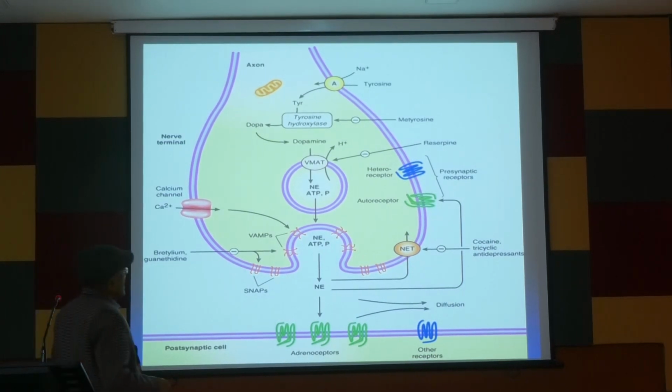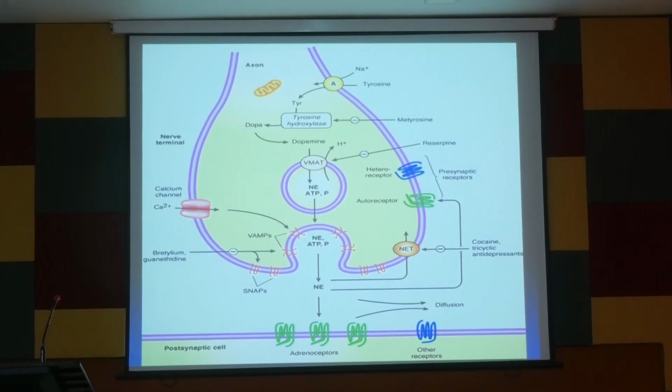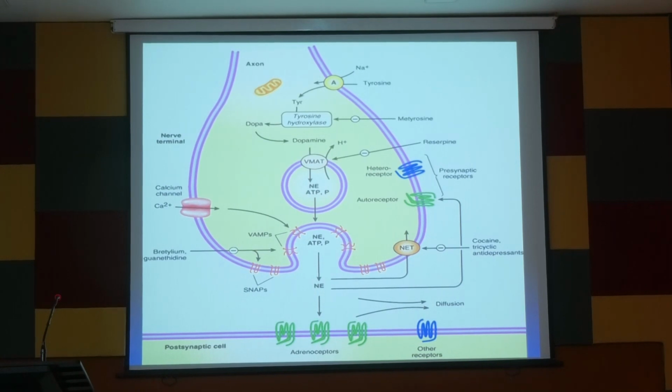When there is impulse conduction, the action potential comes in. As a result, this vesicle will be attached with the presynaptic nerve terminal membrane. Certain proteins are responsible for their attachment, that is the vesicular amine membrane proteins. Various types of proteins are there. And at this time there is entry of calcium ion. That calcium ion will cause exocytosis of this vesicle, and there is release of the contents of the vesicle: norepinephrine, ATP, and substance P.